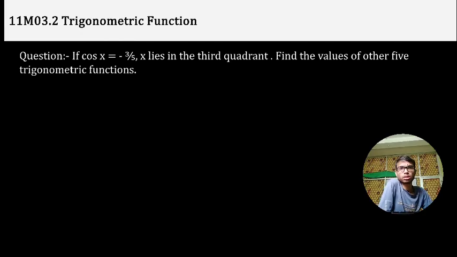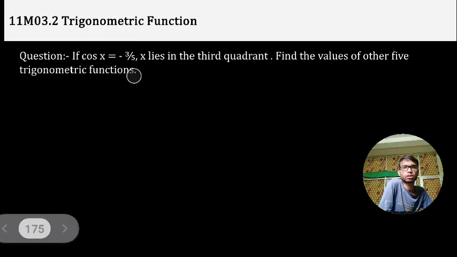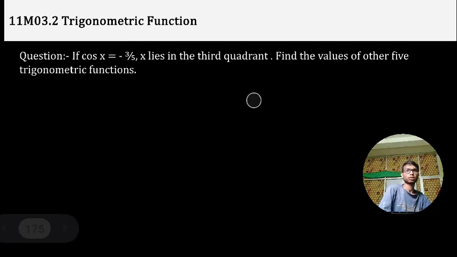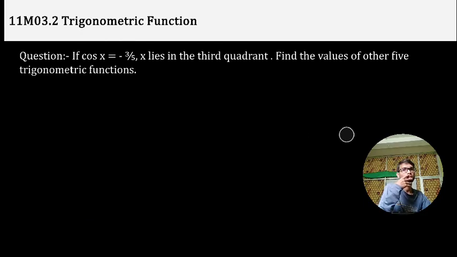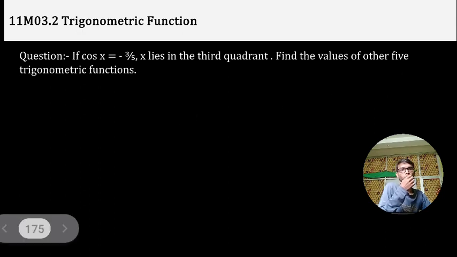Here we have the second question. If cos x is minus 3 upon 5, x lies in the third quadrant. It is already telling you that x lies in the third quadrant. So find the values of the other trigonometric functions. We know that this is the first trigonometric function, and apart from this there are 5 more, and x lies in the third quadrant.